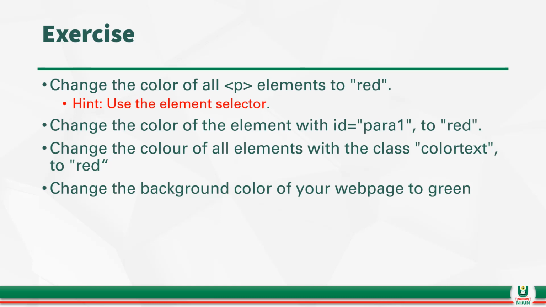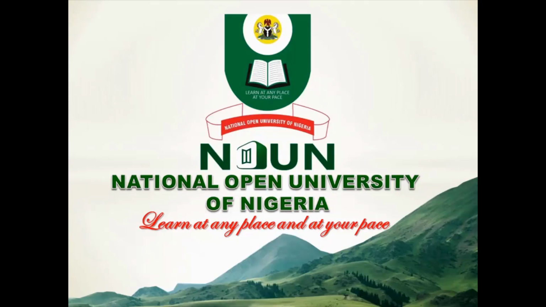Then change the color of all the elements with the class color text to red. So create a class within your document and change all the elements to red. Lastly, change the background color of your web page to green. So try your hands in this exercise. Share with us in class what you have done.